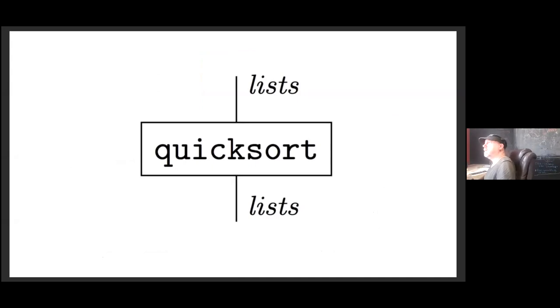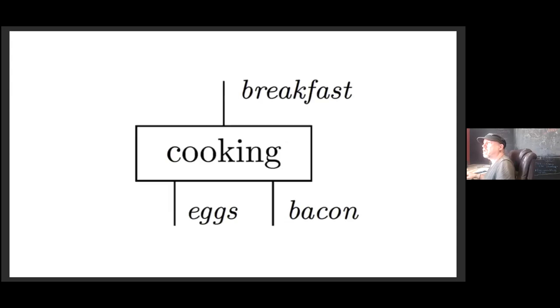So basically, the ingredients of our formalism are boxes and wires. Wires you think of as systems or types, for example a list in a program, and the boxes are processes like quicksort. This is an example from computation, but they're everywhere around us in the world, like cooking, you can think in these terms. You take eggs in, you take bacon in, and you take breakfast out.